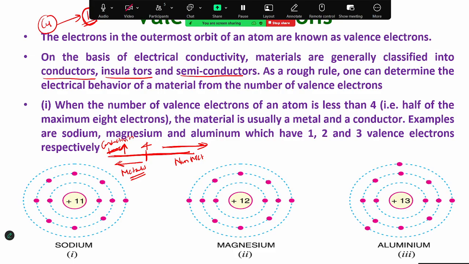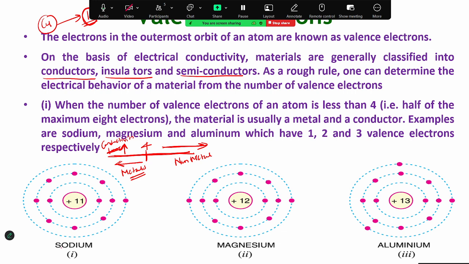Metalloids. Metalloids means it has the properties of both conductor and non-conductor, or insulator. So metalloids, or we can call them semiconductors. Basically semiconductors.